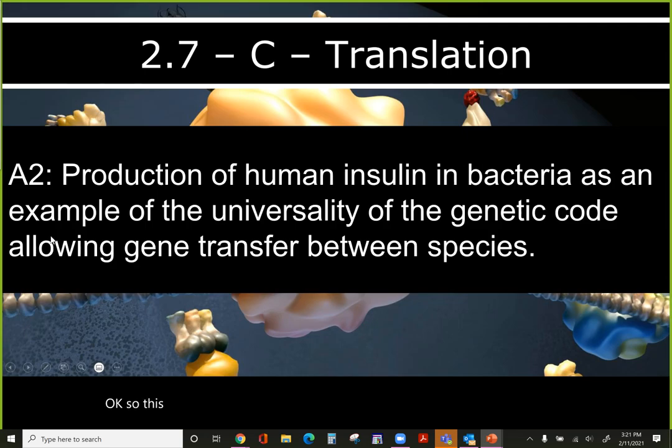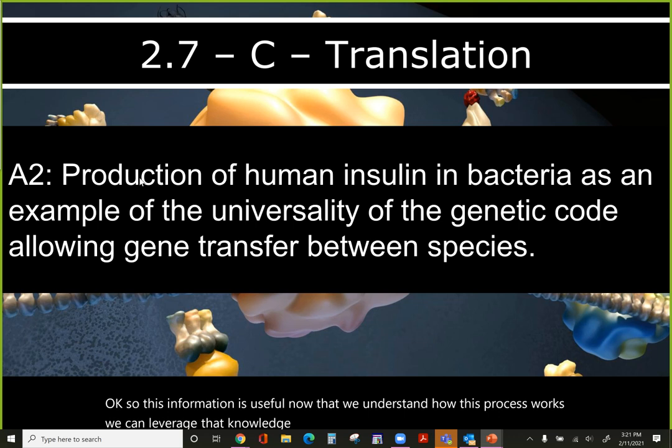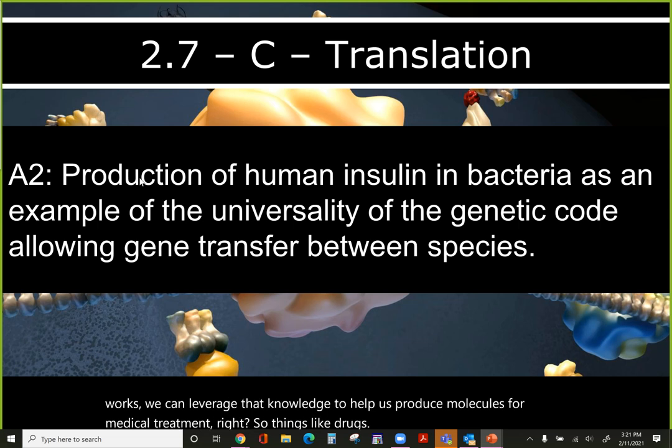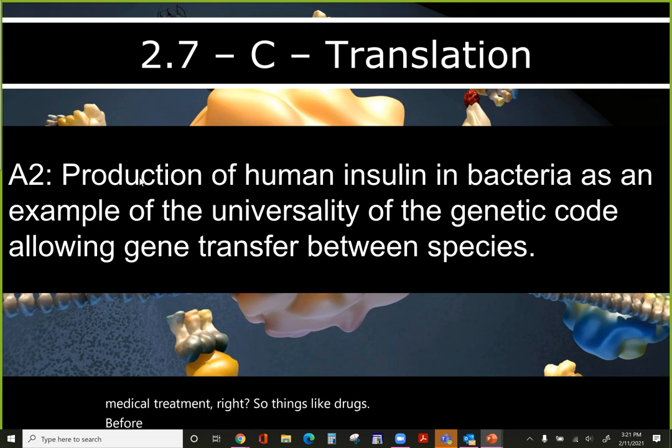Okay. So this information is useful. Now that we understand how this process works, we can leverage that knowledge to help us produce molecules for medical treatment, right? So things like drugs. Before we understood the transcription and the translation process, if you were diabetic, it could very well be a life sentence unless you had insurance, because insulin was extremely expensive. It was expensive because we didn't have a means to produce human insulin economically.